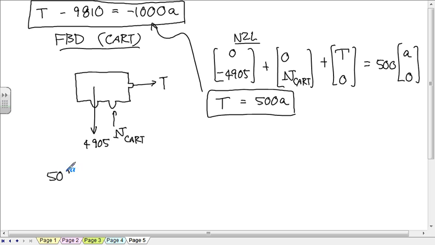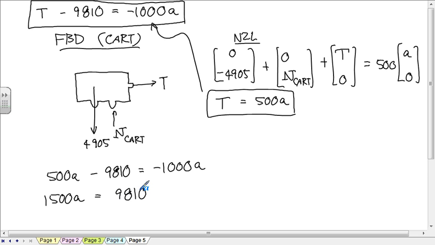So 500A minus 9810 is equal to negative 1000A. Add 1000A to both sides, you get 1500A. Add 9810 to both sides, and you get 1500A is equal to 9810. And so A is, can someone divide that? 9810 divided by 1500? 6.54 meters per second squared.